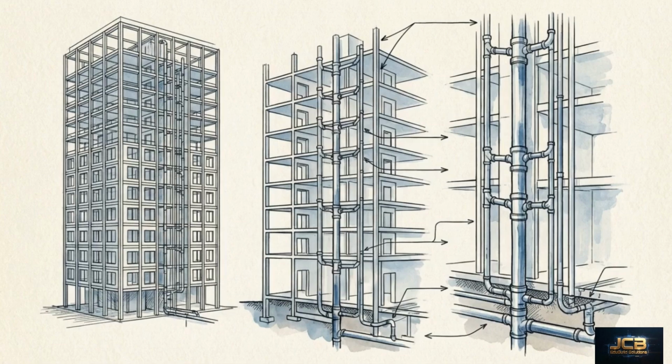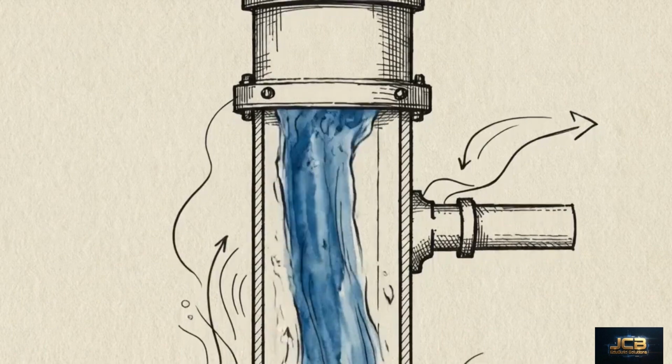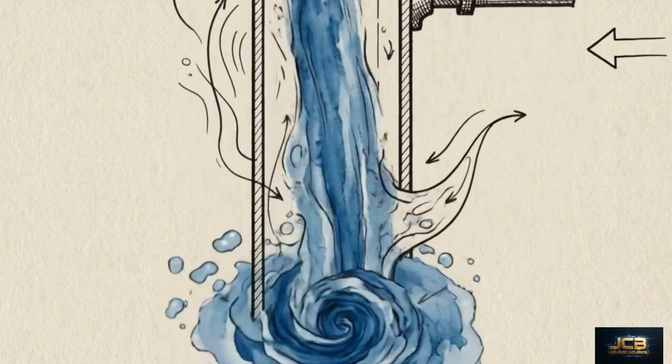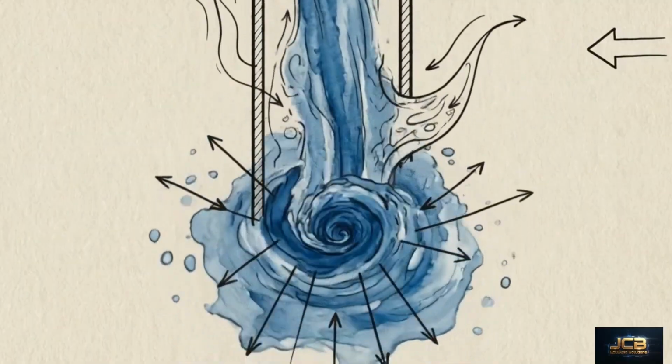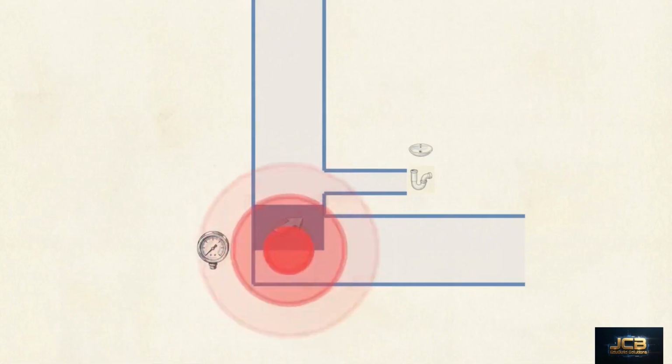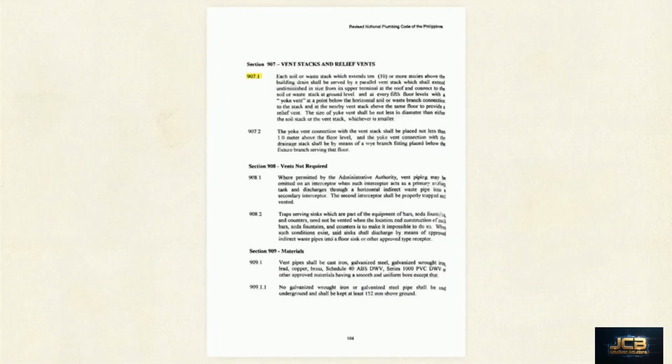Scaling the system vertically, we expand our map to encompass a 15-story architectural tower. Wastewater dropping through a 10-story stack accelerates toward terminal velocity. The falling column compresses the air below it, creating extreme air pressure fluctuations at the base of the stack. To manage this, Section 907.1 mandates the 10-story rule.